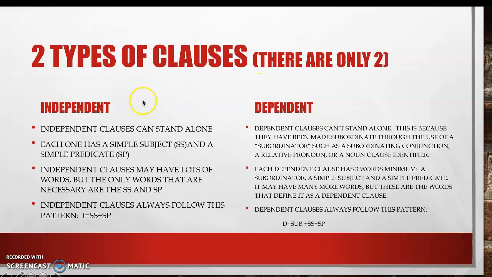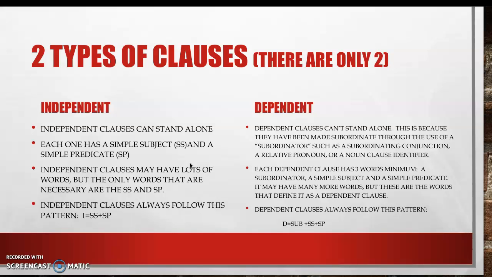All right, so one thing that independent and dependent clauses have in common is that they both have a simple subject and a simple predicate. They have to have, both of them, a simple subject and a simple predicate. You can see over here under the dependent clause, also you have to have a simple subject and a simple predicate. All right, so every clause in your sentence is going to have a simple subject and a simple predicate.